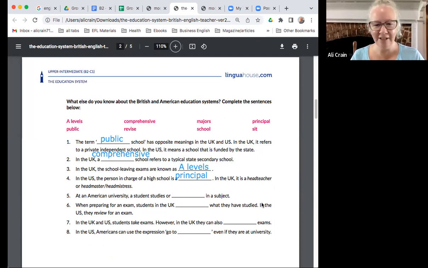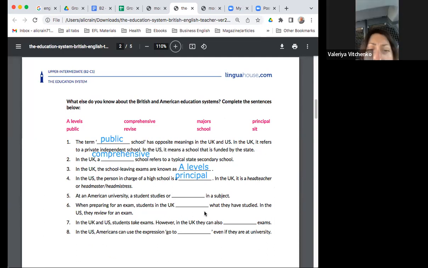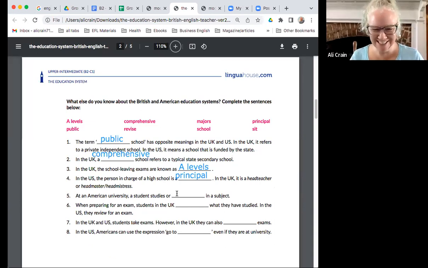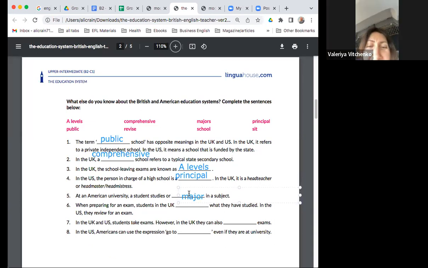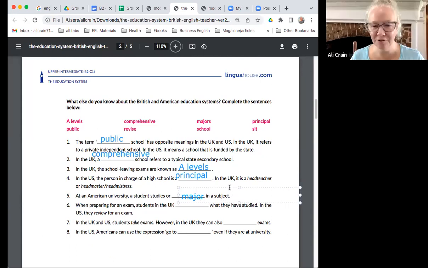Okay, Valeria, number 5. At an American university, a student studies or sits a subject. No, no, this one. We call it a major. So we major in something. So my studies when I was for my bachelor's was in geography. So I tell people I majored in geography. That's what my focus area of study was.